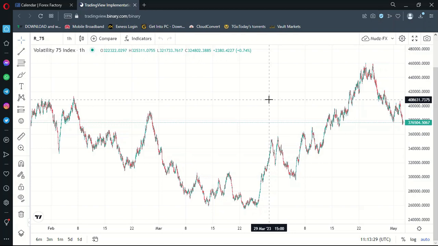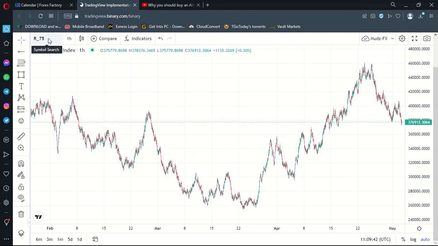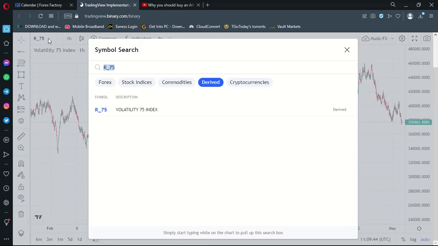Okay, for those who don't know where to find volatility on TradingView. Volatility has got its own TradingView. You can even register on binary.com. So for you to find it, you have to search TradingView implementation for binary.com. When you click on symbol search, it's gonna show you every symbol in every group started here.